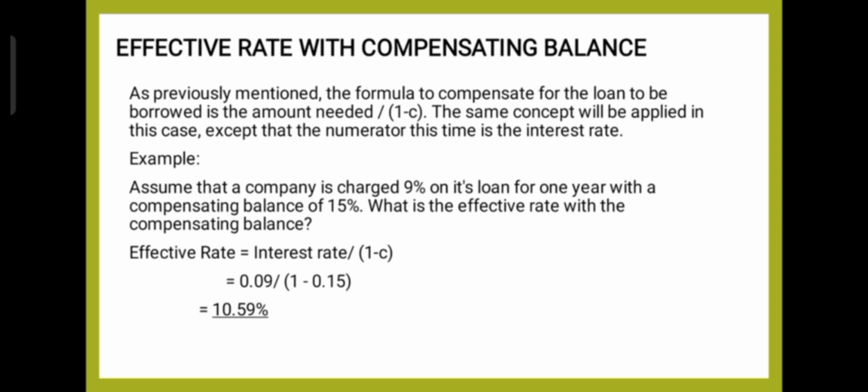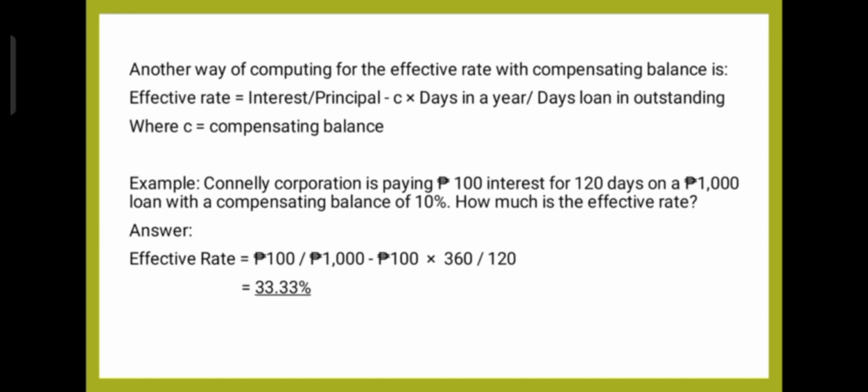Dito sa first bullet, ito yung ating formula. Effective rate is equals to interest rate over 1 minus C, equals 0.09 over 1 minus 0.15. Ang makuha natin is 10.59%.